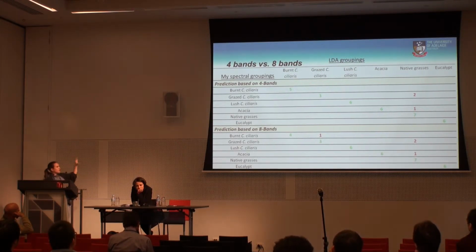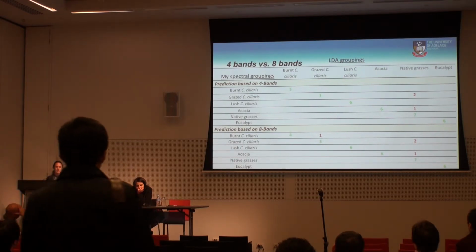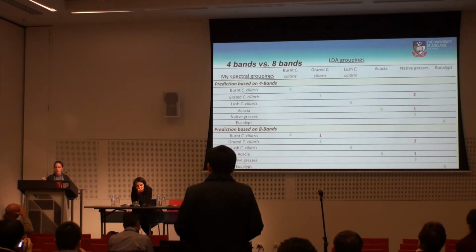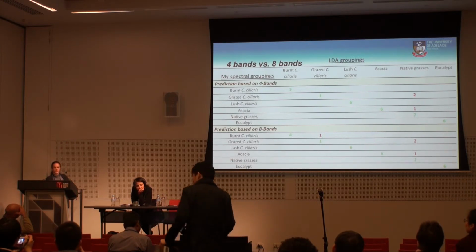So the table is divided into 2 sections. We ran the analysis using only 4 bands on the top half, and on the full 8 bands on the bottom half of the table there. And just to take one example, on the prediction based on 8 bands, the burnt buffel grass, burnt C. ciliaris, I classified as burnt buffel grass. The linear discriminant analysis classified it as raised buffel grass.